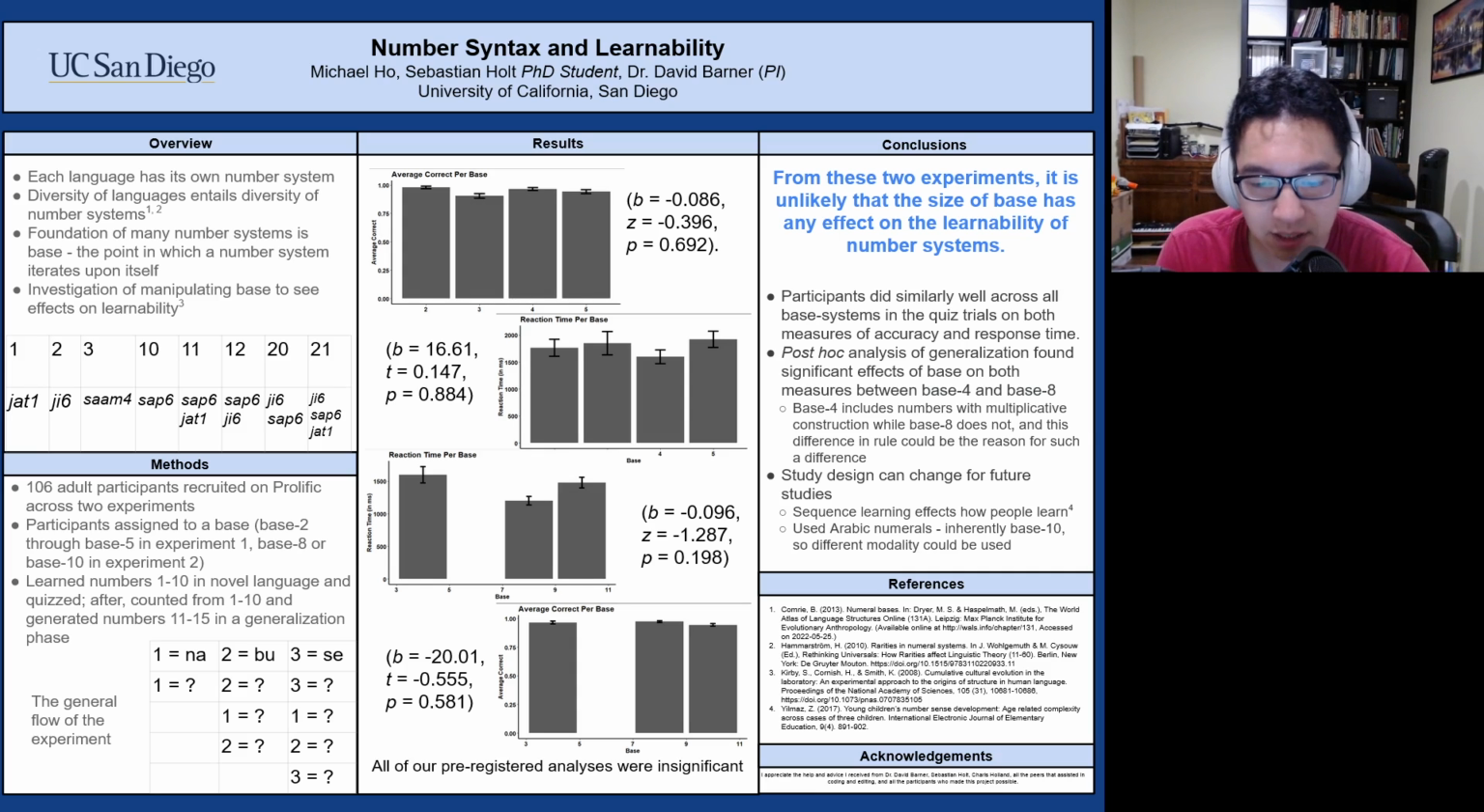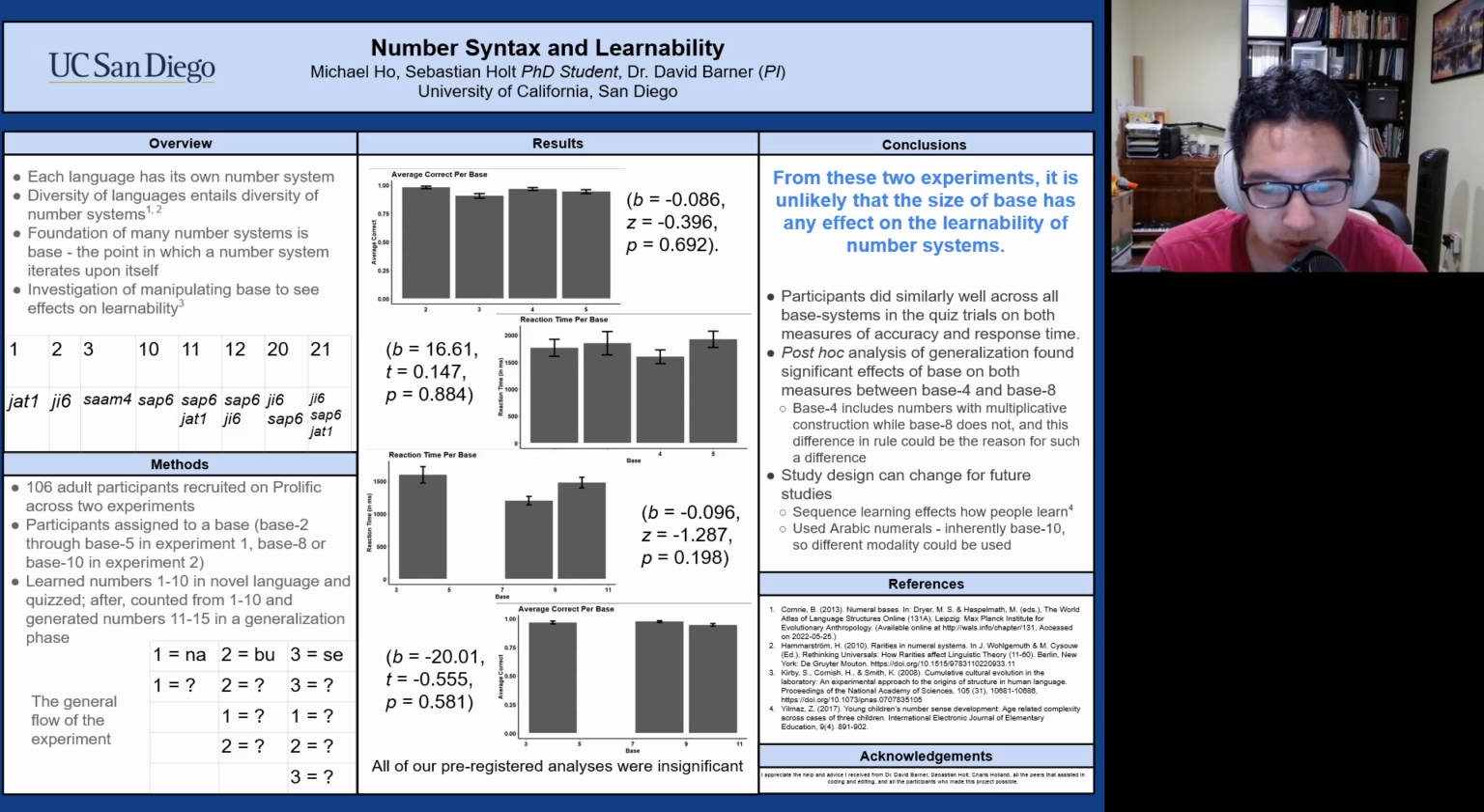After they finished the last quiz trial, they were shown a page with numbers 1 through 15 and were asked to fill in each of the blanks. The new material they were tested on was numbers 11 through 15, as they were not taught these numbers, so we wanted to see if they were able to generalize using the rules of the base system beyond which they were taught.